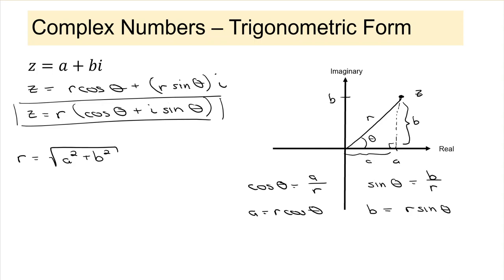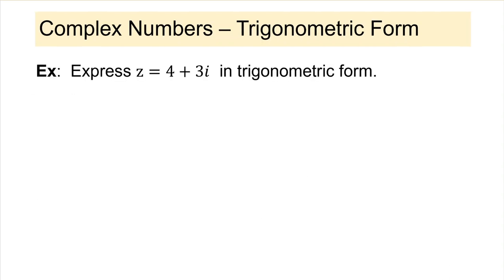Well, what about theta? Let's use a little more trig. So I could say the tangent of theta equals opposite over adjacent, b over a. What does that mean? Well, that means I can say theta is going to equal the inverse tangent of b over a. So when we need to do our conversions from rectangular to a trigonometric form, this is what we're going to use. So let's try an example.